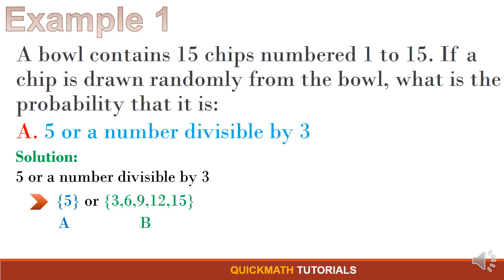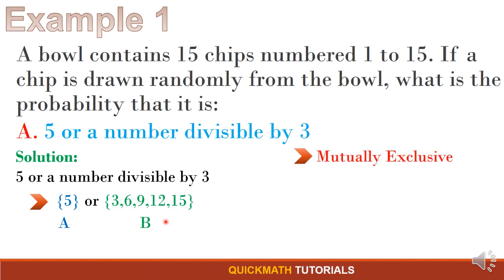For our next step, let's identify if these two events are mutually exclusive or not mutually exclusive. To answer that, we will just look at the event A and the event B. As we can see, they do not have a common element. So therefore, we can say that the two events are mutually exclusive.